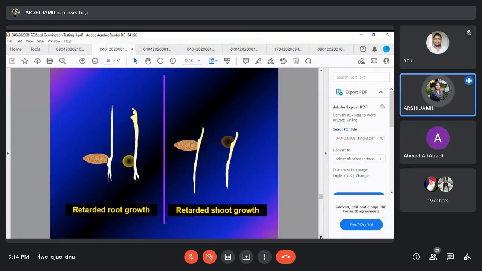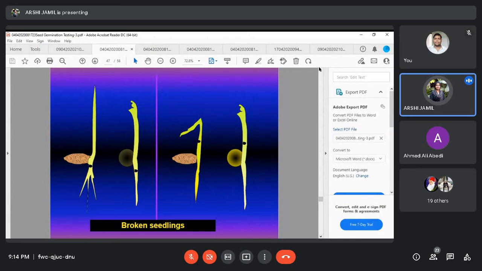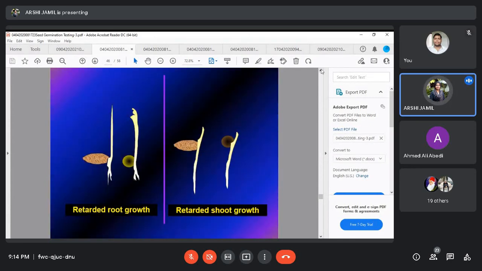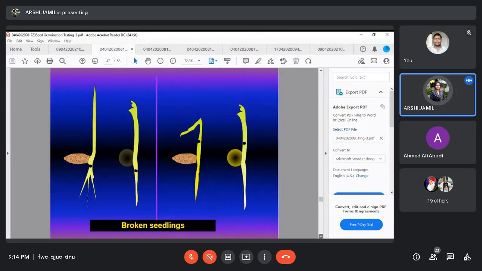And then here you can see the retarded growth of the roots. The shoot has become very long, but the roots are not in proportion to the shoot, or vice versa. The roots are well developed, but the shoot is not showing proper growth.